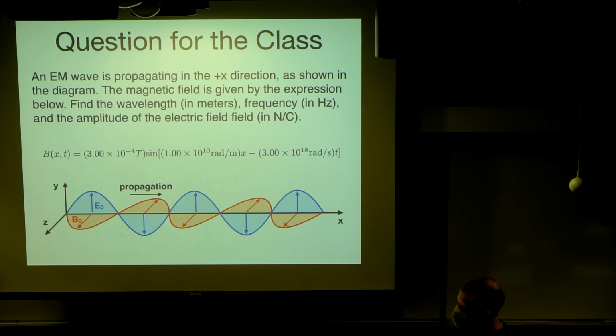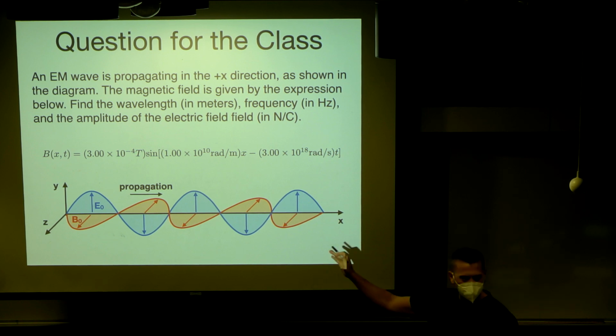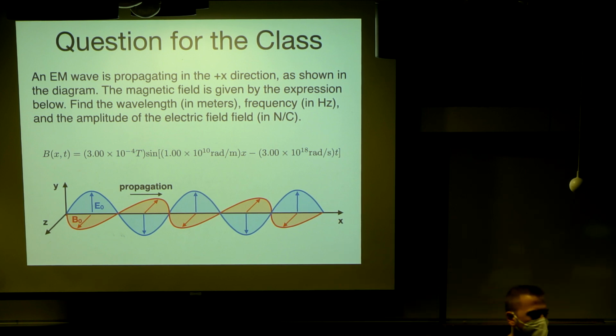Okay? So based on that, you should be able to tell me what is the wavelength measured in meters for this wave? What is the frequency measured in hertz? And what is the amplitude of the electric field measured in newtons per coulomb? Okay? So do these calculations. Should only take a few minutes, and then we'll go through it together. Okay? So we're using the same ideas we just used in the last example to make these calculations. So let's see what you get.